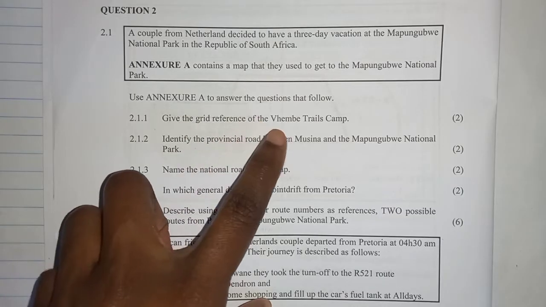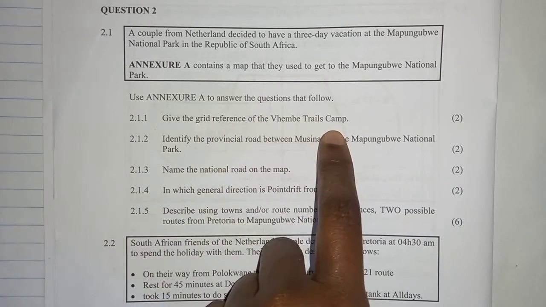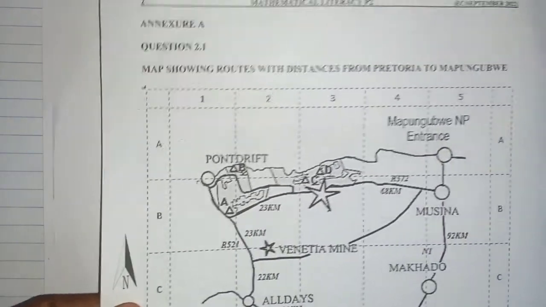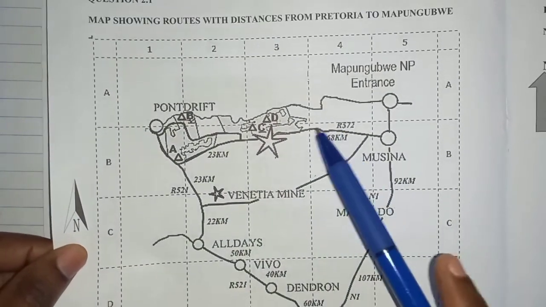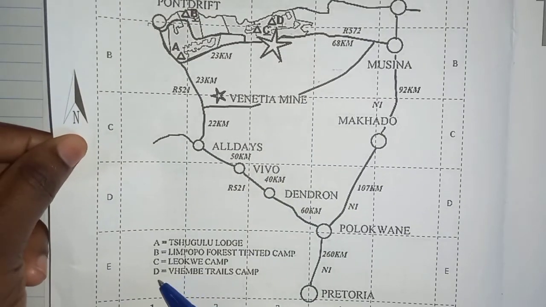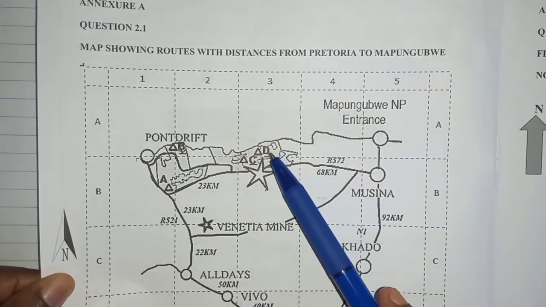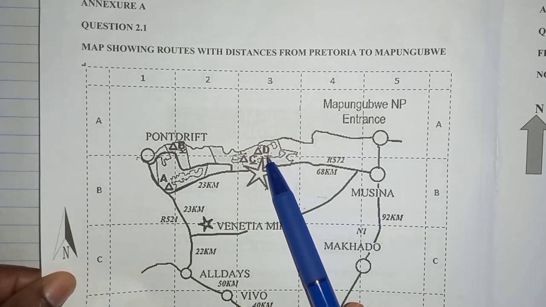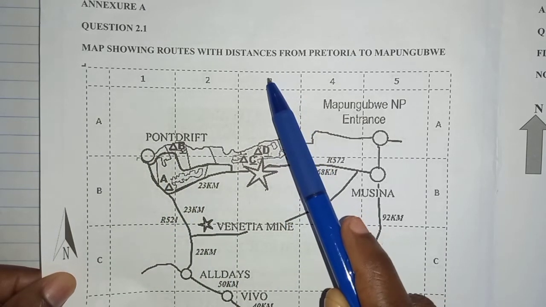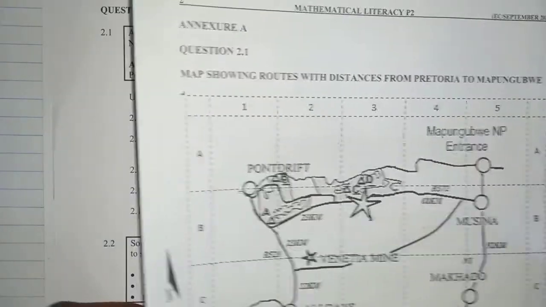Give the grid reference of the Vhembe Trails camp. Now let's find the Vhembe Trails camp. We need this. So the Vhembe Trails camp is on A. This is A, definitely not below this line. So this is A and 3. So this is 3A.